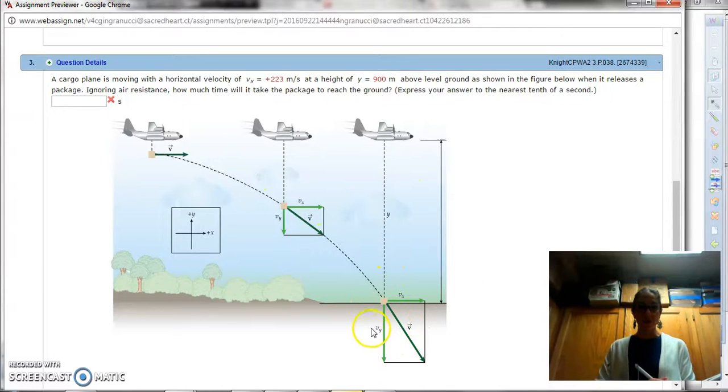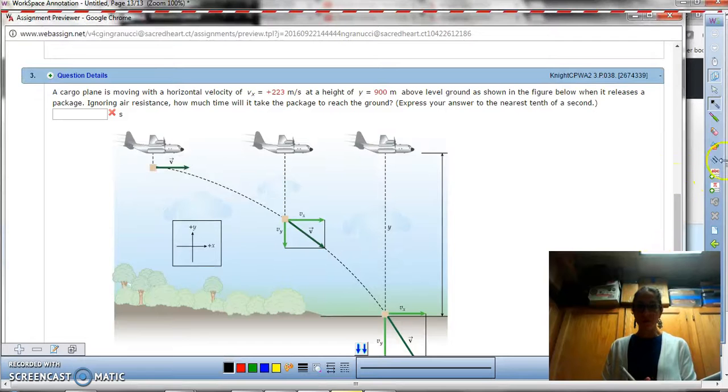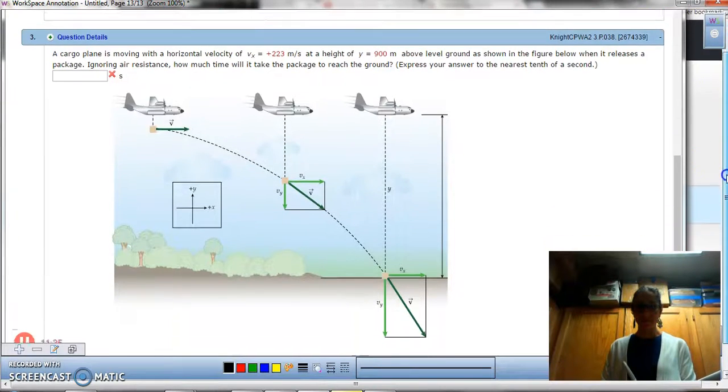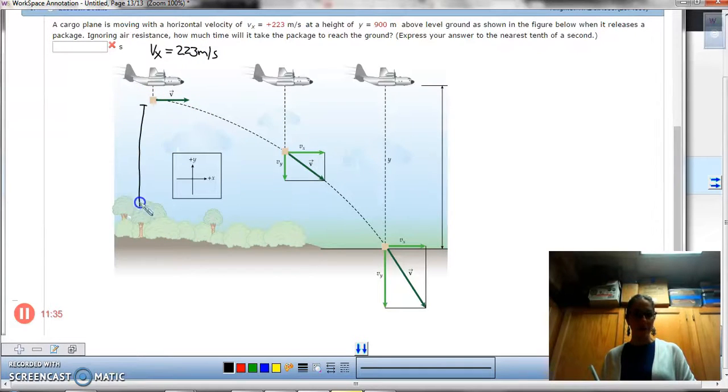This whole first part should be pretty simple. It's this next part that's going to be sort of difficult. So I'm actually going to do it right on this one so that we can see what's going on here. Here's our cargo plane. It's going horizontally, so there's the word horizontal again. So this is our Vx, 223 meters per second. We're at a height or altitude of 900 meters. The question is, how much time does it take the package to reach the ground? So we're looking for time in this one.